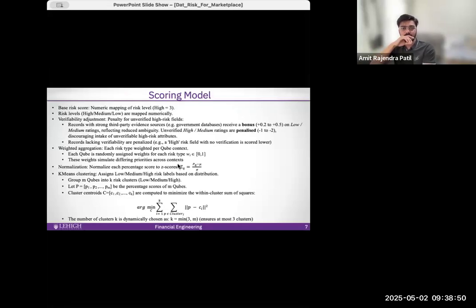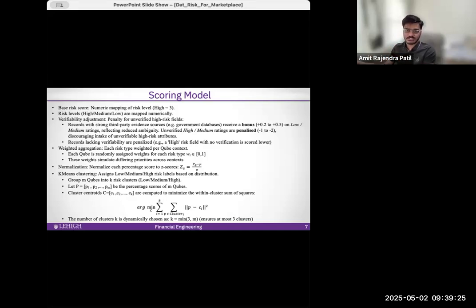For the scoring model, I'll try to explain how the verifiability works. Let's say any kind of data, let's say a name. Okay, let's go with a social security number for any financial data record. The social security number will have a high risk, which in my model it will always score as 3, on a scale of 1, 2, and 3, low, medium to high.